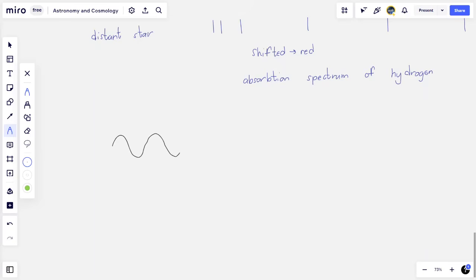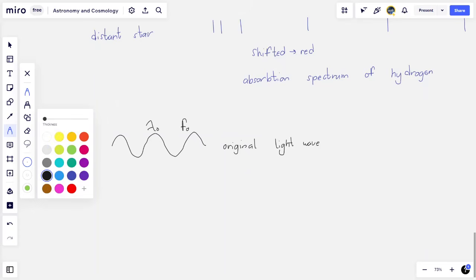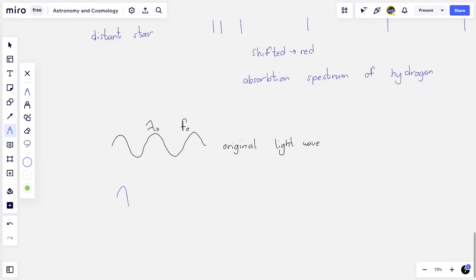But simply, if I think of the light wave that originally leaves a star, a very, very distant star, at the source, this is what the original light wave looks like. But what happens if the star is moving toward us, and we observe it, you can think of the same wave moving, so the source is moving with the wave, and so what happens is the frequency increases and the wave is sort of squashed together.